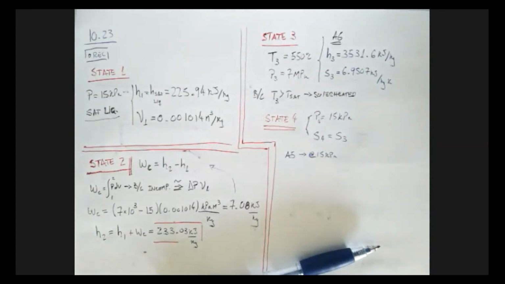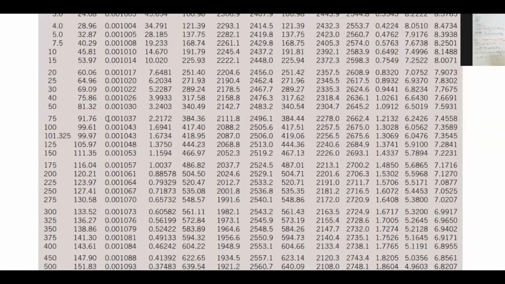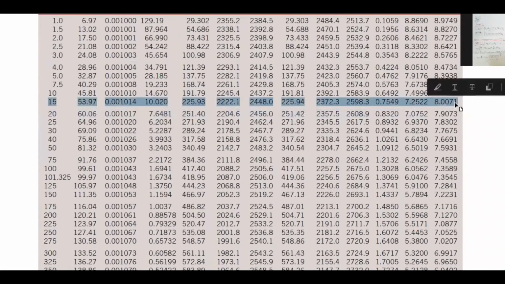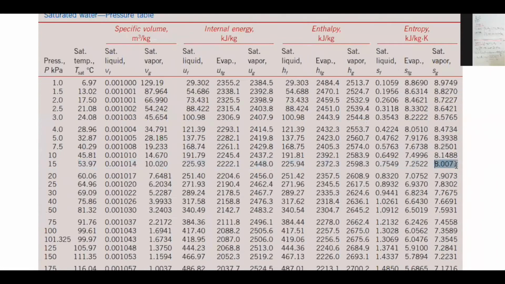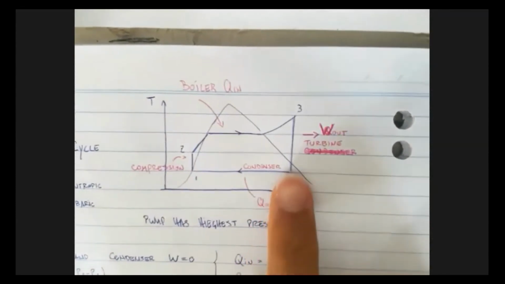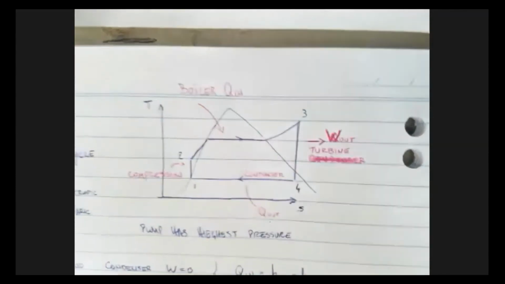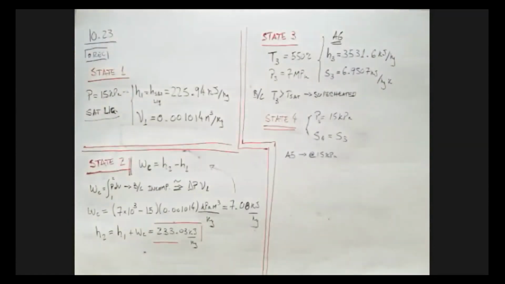15 kilopascals is right here. Entropy is in the last two columns, so we're going to be looking at this value here and this value here. And we're going to note that 6.9 falls between these two values. Because it falls between them, it means that my state 4 is a mixture. Remember the drawing where I said I'm not sure whether it's going to be outside the dome, on the dome, or inside the dome? Now we know it's going to be right inside the dome, something like this. So my state 4 is going to be right there.